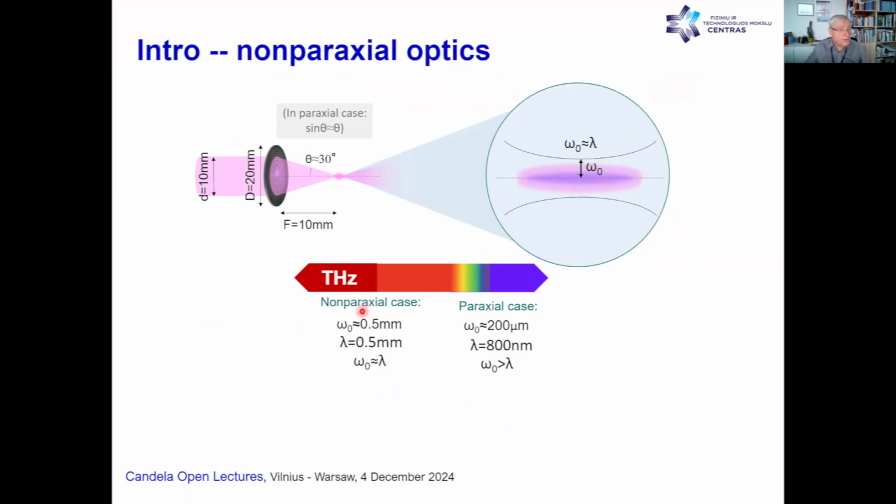In terahertz, just the opposite: 600 GHz is about 0.5 millimeters. The spot can be on the millimeter scale, with the wavelength in a similar range. So in the paraxial case, sin theta is approximately theta, which holds up to about 14 degrees. If the angles are higher, we deviate from paraxial optics and go into the area of non-paraxial optics. It means our design principles can be strongly changed.